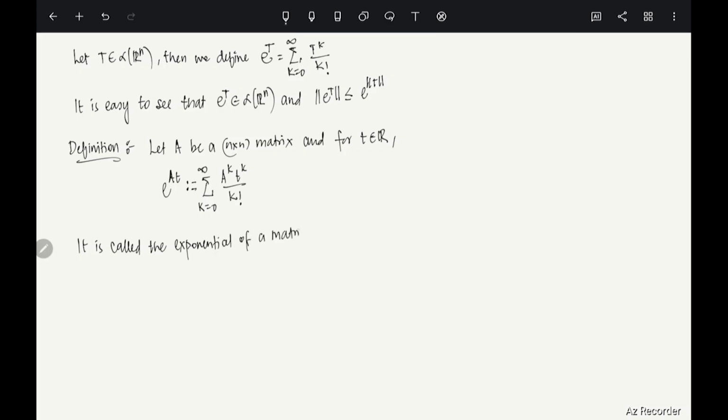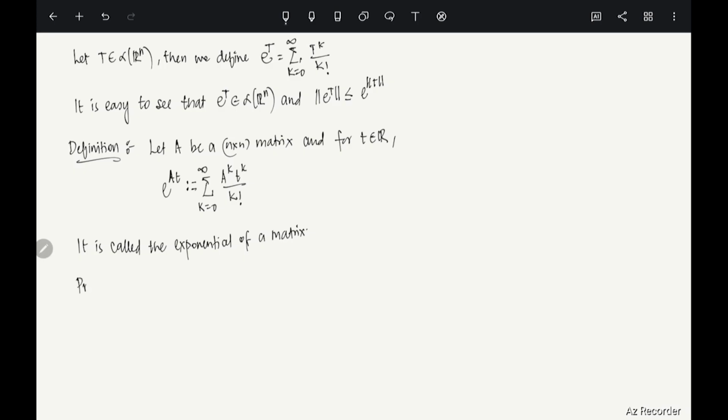If you think of it properly, let's say A is a 1 cross 1 matrix, which you can think of as a scalar. Then this matches with e power some constant times t, right? That's what the definition is. So in that sense it is true. And there are some properties of this linear transformation. What are the properties?